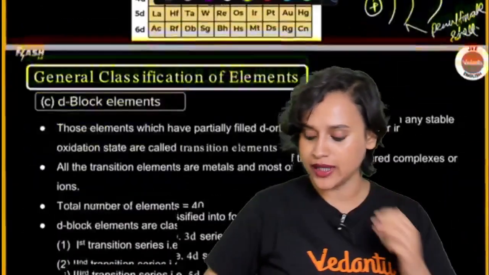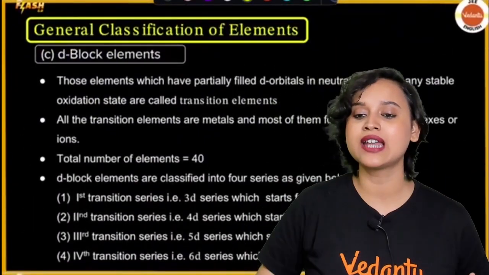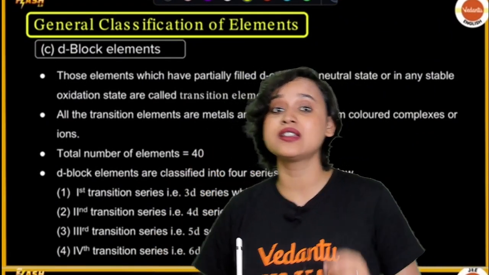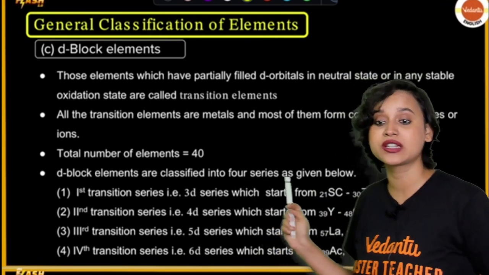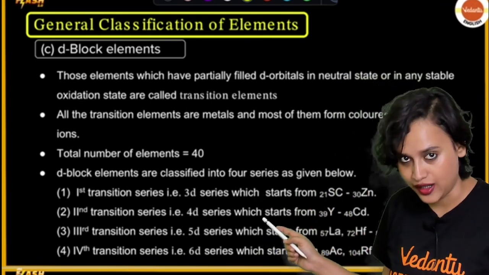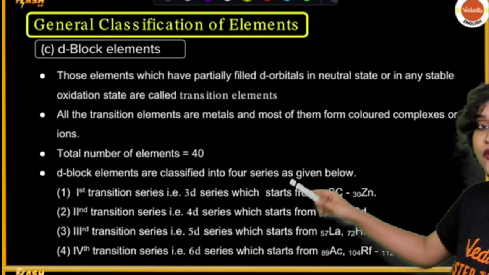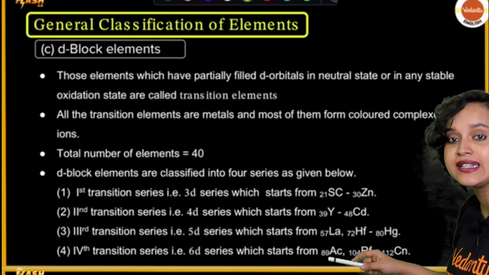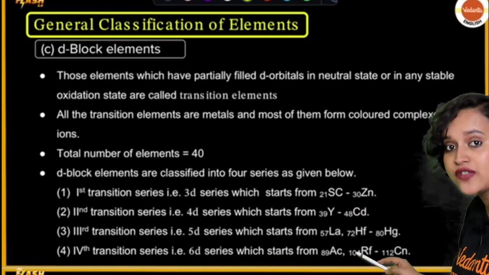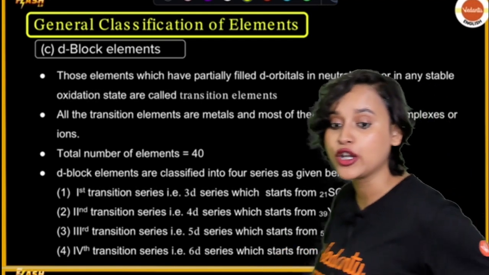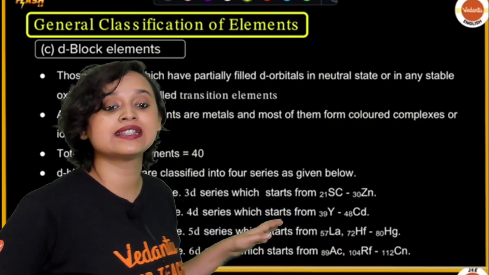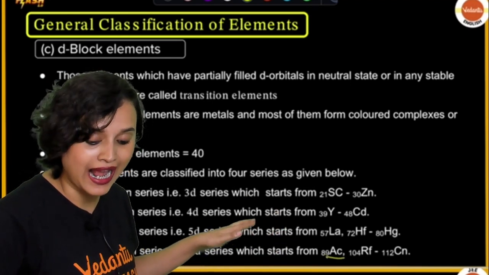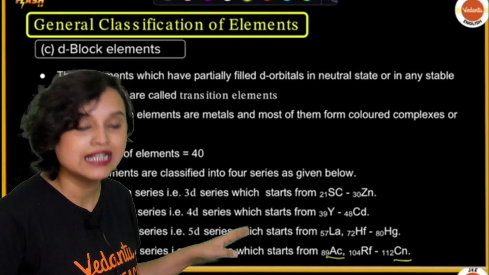Okay, all right, everybody. Now moving on, the d block elements have 4 series. There is first, second, third and fourth. The first series is called the 3d series, and it starts from scandium and goes up to zinc. Okay, that's called the 3d series. The 4d series is from yttrium to cadmium. The third series, that is the 5d series, starts from lanthanum and goes up to mercury, and the fourth series, that is the 6d series, starts from atomic number 89, actinium, and goes up to 112, Cn.